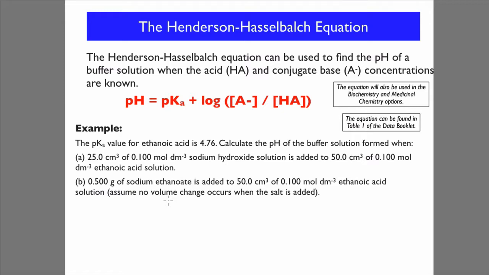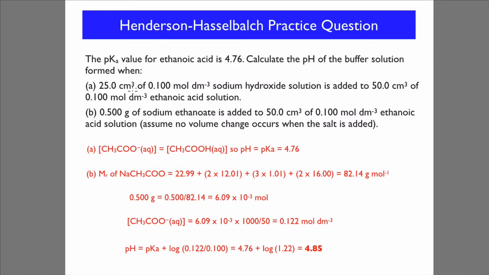Okay, you can see that the equation will be used in biochemistry and medicinal chemistry options if you choose one of those. And the equation can be found in table 1 of the data booklet. We have 25 cm³ of 0.1 mol dm⁻³ sodium hydroxide, a strong base, added to 50 cm³ of 0.1 molar ethanoic acid, a weak acid.